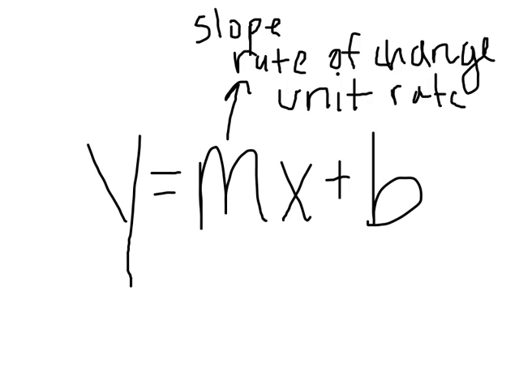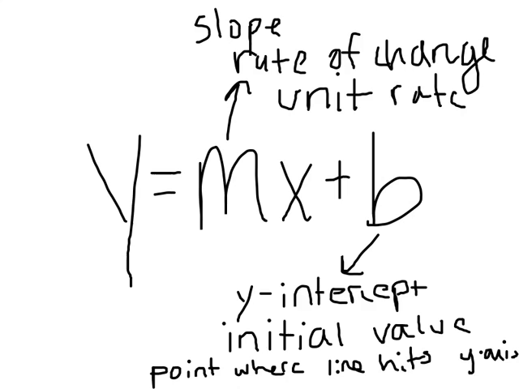What does our b represent? Our b is our y-intercept, which is also our initial value, or our starting value, and it's the point where our line hits the y-axis.